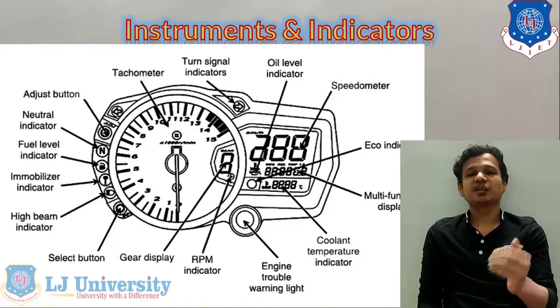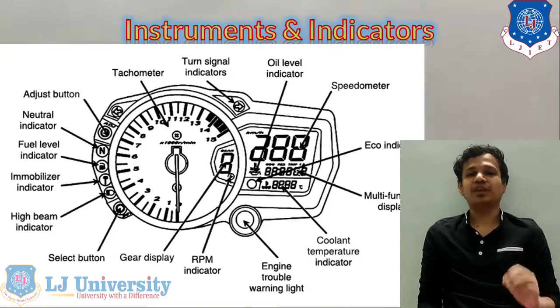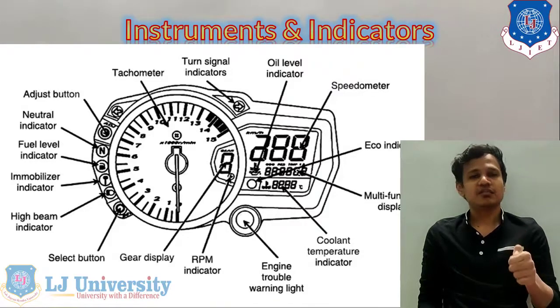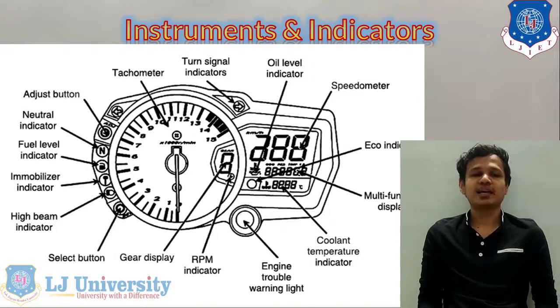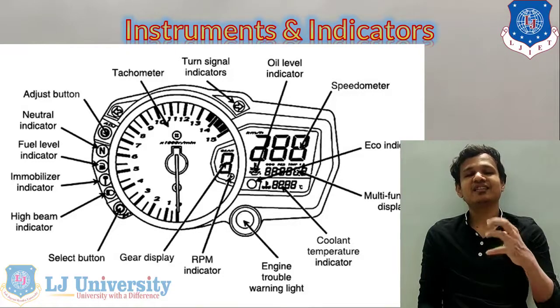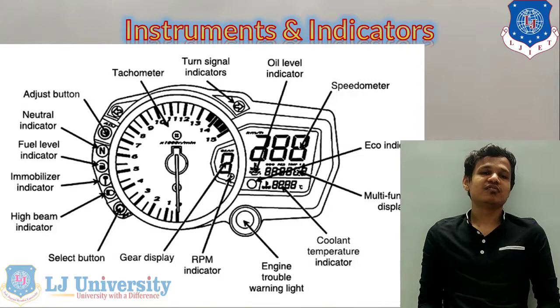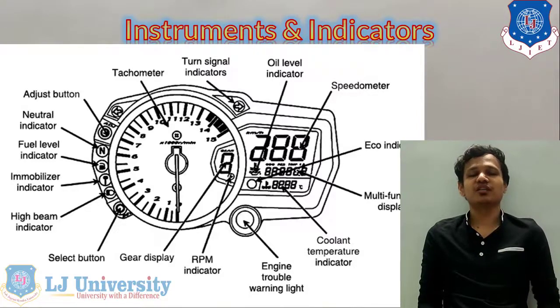The engine troubleshooting warning light, the RPM indicator, the selection button, the high beam indicator. Whenever we are using the high beam headlight, the indicator will show you. Also other indicators, depending on the vehicle, will be given on the dashboard of the vehicle.